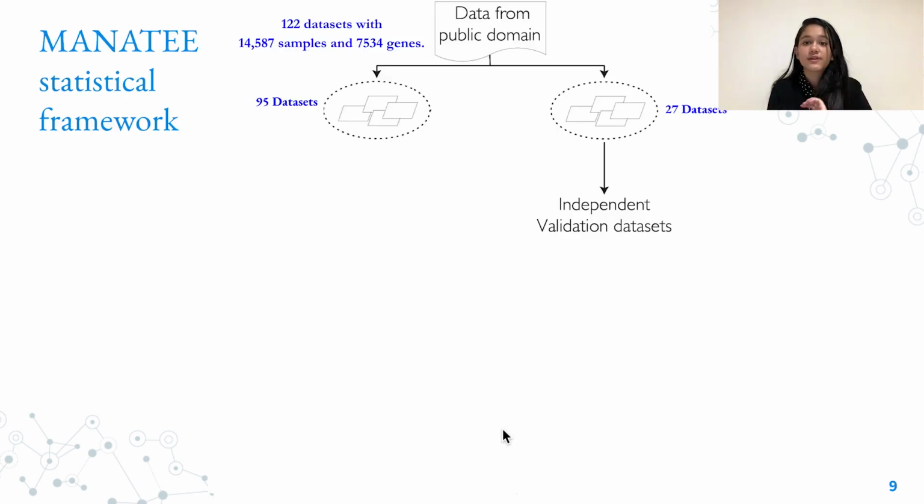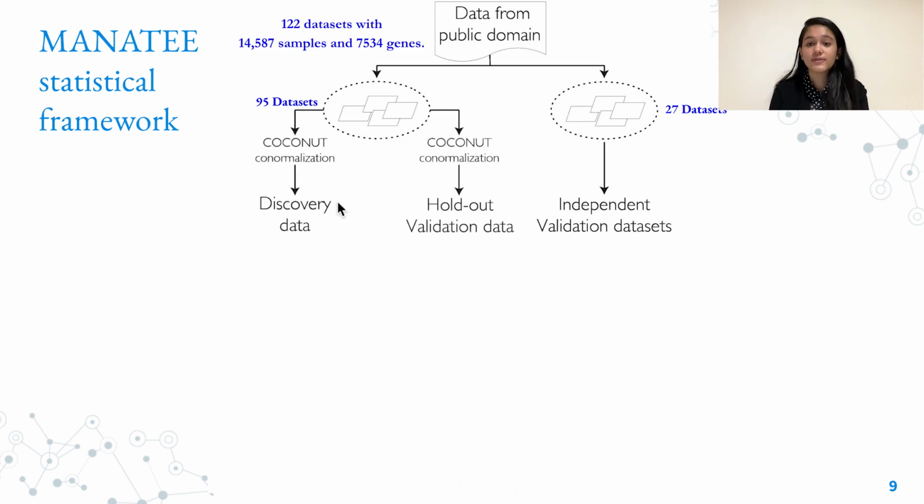The data is split into three groups, with 20% of the data, or 27 datasets, being put in independent validation, and the other 80%, or 95 datasets, for training. The training data was again split, with 80% of it being used for discovery and 20% for holdout validation.